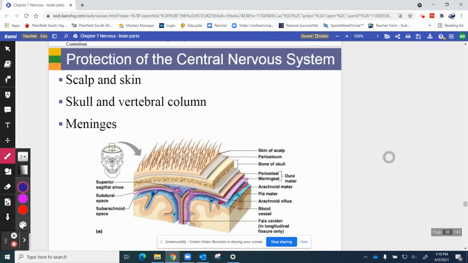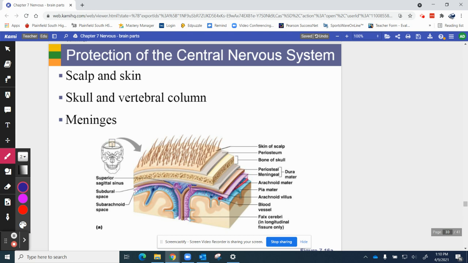There are also a couple of structures that help protect the nervous system. We've got three main things. You've got your scalp and skin, which is your first line of defense. You've got the skull and the vertebral column, the skull protecting the brain and the vertebral column protecting the spinal cord. And the last portion here is what are referred to as the meninges. We'll go through each one of these a little bit.